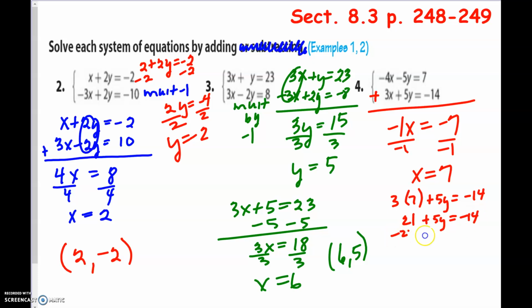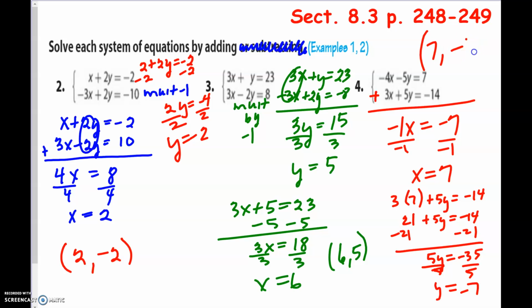So let's subtract 21 from both sides. So 5y equals negative 35. Divide both sides by 5. And y is negative 7. So the solution here for this third problem is going to be a positive 7, negative 7.